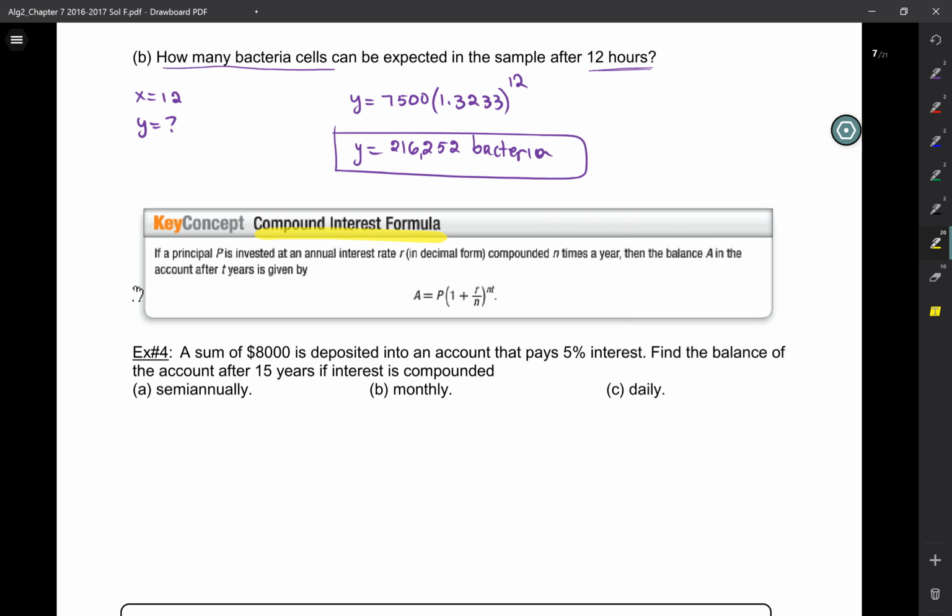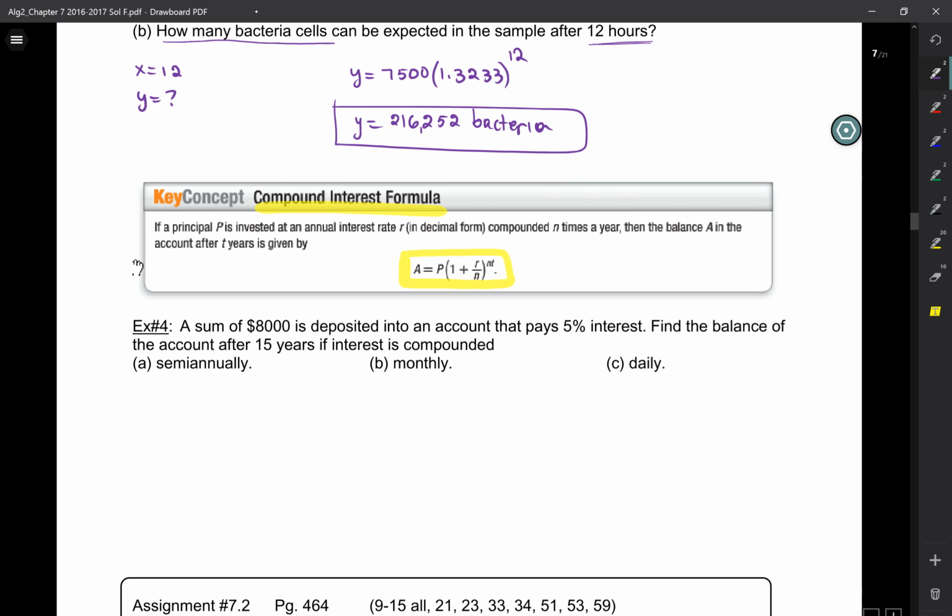All right, so the formula is this. Now, before you ask your question, I'll answer your question. You do have to memorize all these formulas, okay? A, again, is the final balance. P is called principal, and that's the money that you deposited when you opened up your account.